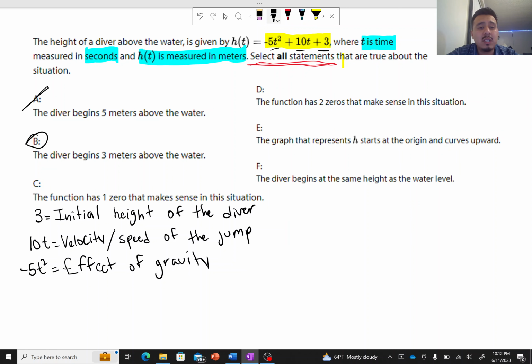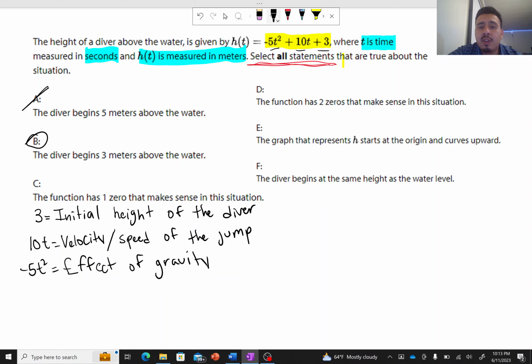The function has one zero that makes sense in this situation. Well, we haven't really talked about zeros, but we have talked about zeros. I'll explain what zeros mean in a bit. So let's skip C for a bit. Let's look at D. The function has 2 zeros that make sense in this situation. Like I said, we have talked about zeros, but you might have forgotten what zeros mean in this situation.